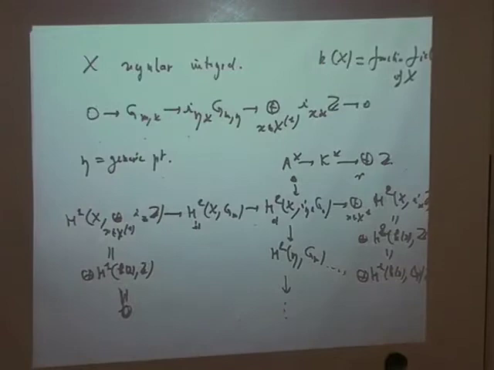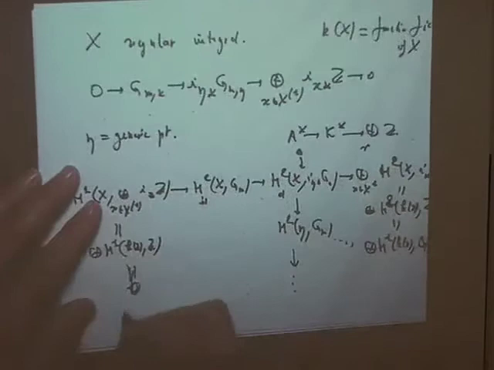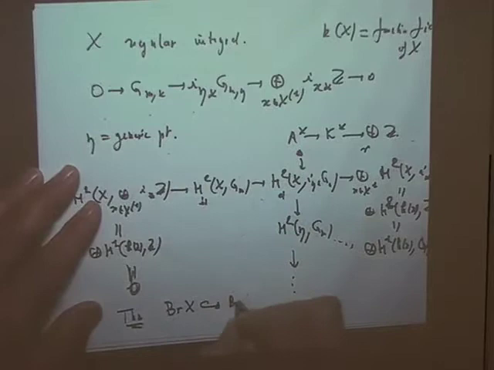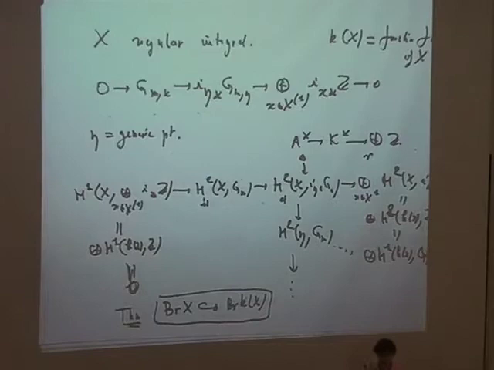What you get from this is a theorem, which is that the Brauer group of X injects into the Brauer group of the function field, which is already a very nice theorem, which was implicitly in the last lecture in the case of this curve. There was an element in the Brauer group of K of the curve, which was viewed as an element of the Brauer group of the whole curve.